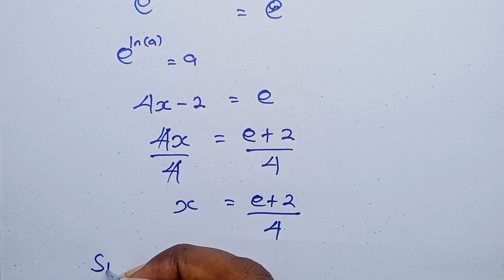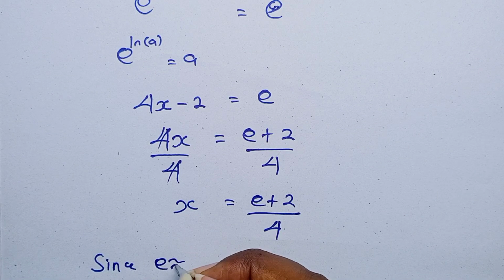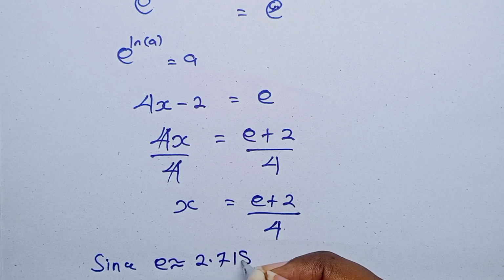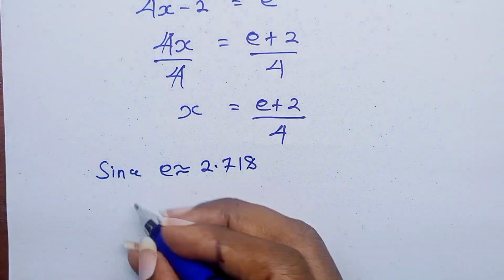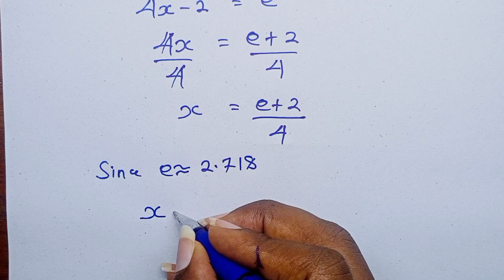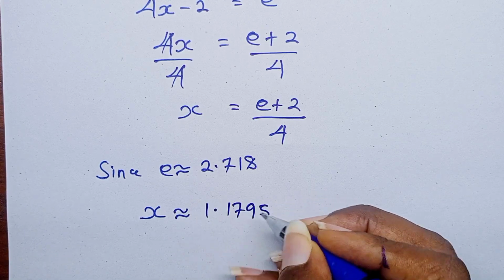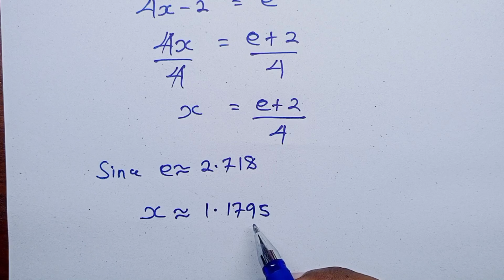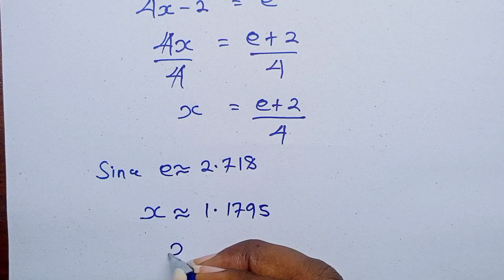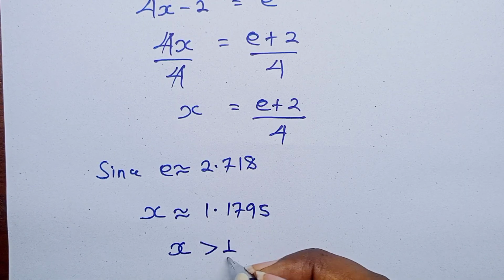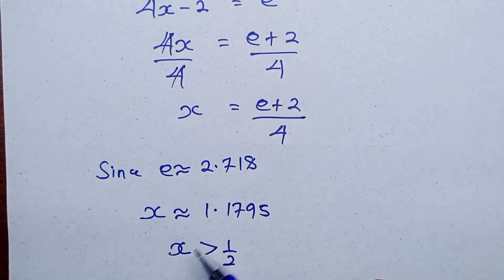Now since e is approximately equal to 2.718, that implies that x will be approximately equal to 1.1795. This value satisfies our condition of x. Remember we said x is greater than a half. This value satisfies this condition. So that's how you solve for f of x equals 1.